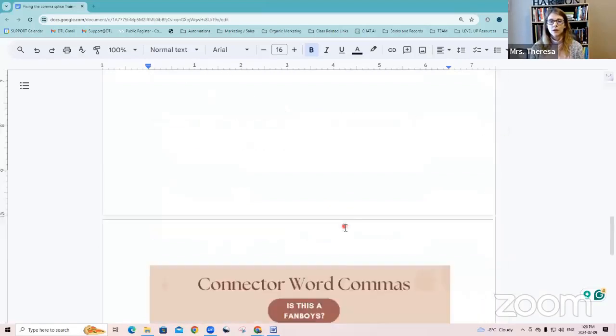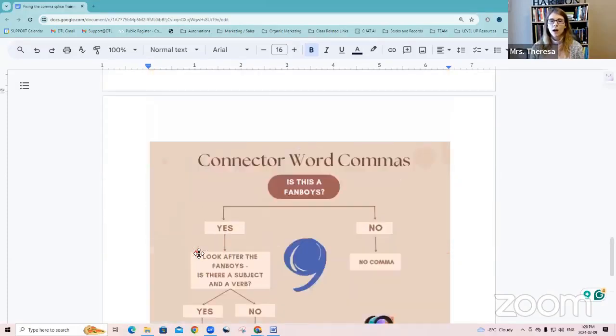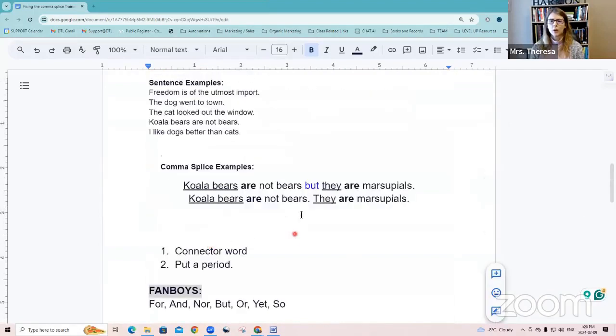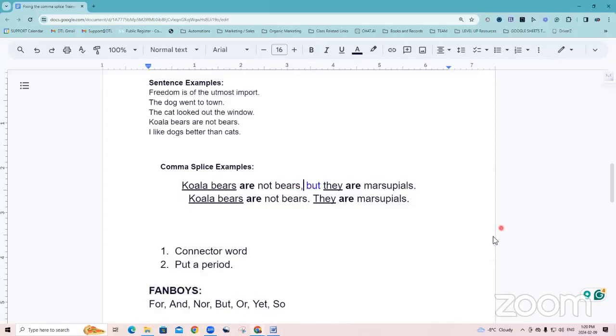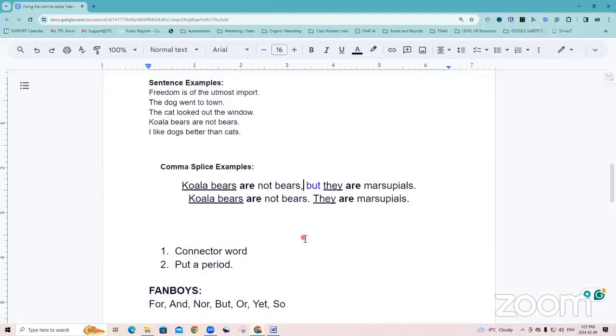So let's look back down at the algorithm. Yes, we have a subject. Yes, we have a verb. Yes, we use a comma. Now the big question is, where does that comma go? Before or after the but? Any idea? Before the but. Yes, before the but. Because we have a fanboys and because there is a subject and a verb, then we definitely need a comma.